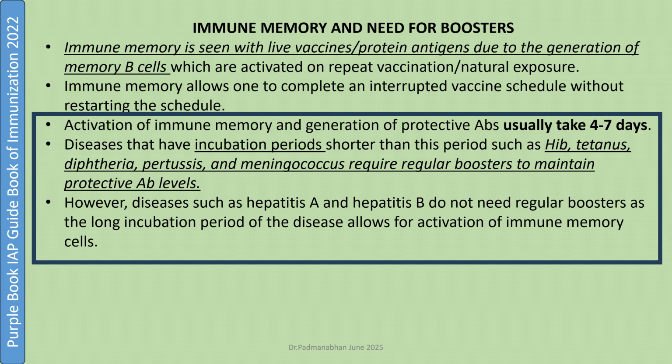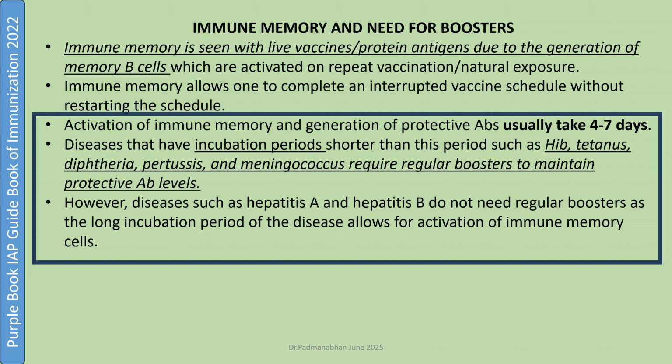Activation of immune memory and generation of protective antibodies usually takes 4 to 7 days. Diseases that have incubation period shorter than this period, such as H influenza B, tetanus, diphtheria, pertussis, and meningococcus, require regular booster to maintain protective antibody levels. However, diseases such as hepatitis A and hepatitis B do not need regular booster, as their long incubation period allows for activation of the immune memories.